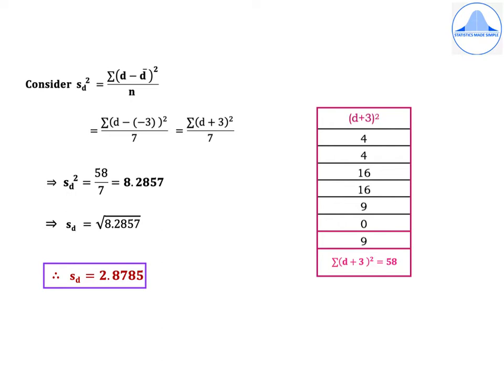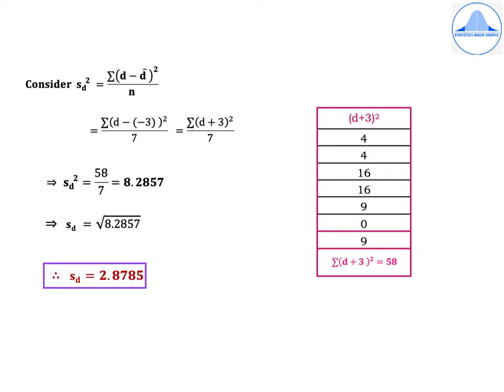So take the first value of D, which is minus 5. Minus 5 you add it to 3, you will get minus 2. Minus 2 square is 4. Similarly, take the next D value, which is minus 1. Minus 1 plus 3 is 2. 2 square is 4. In a similar way, the remaining D plus 3 whole square values are 16, 16, 9, 0 and 9, which gives summation D plus 3 the whole square as 58.